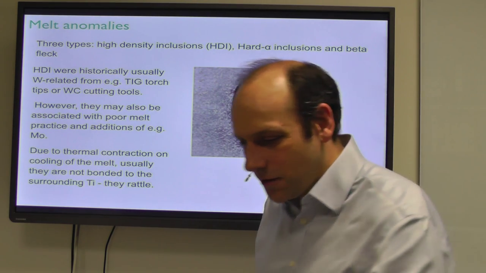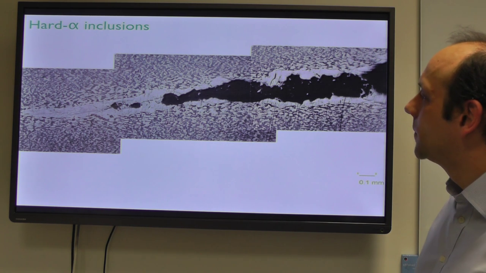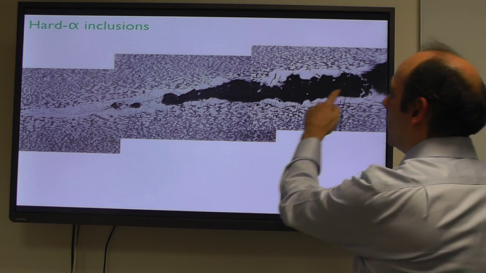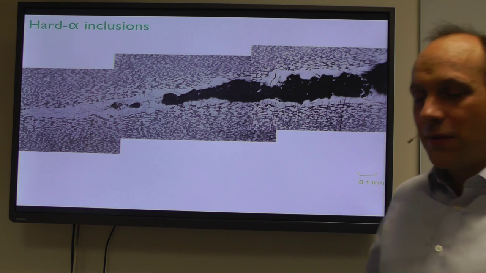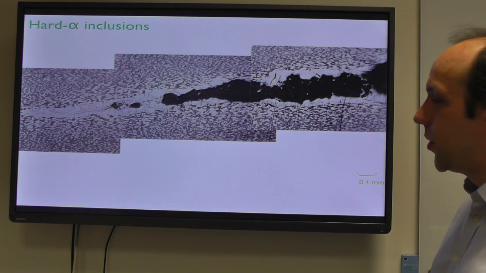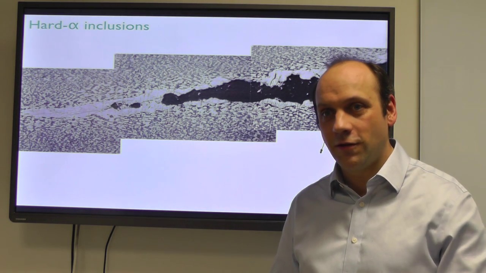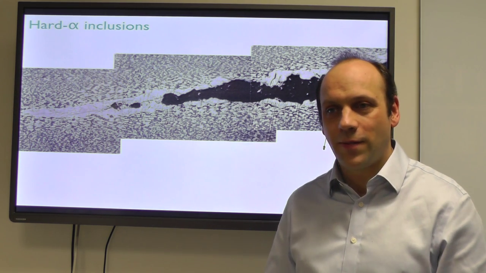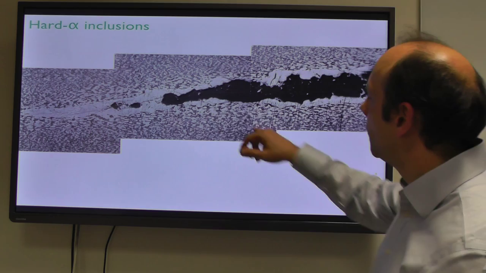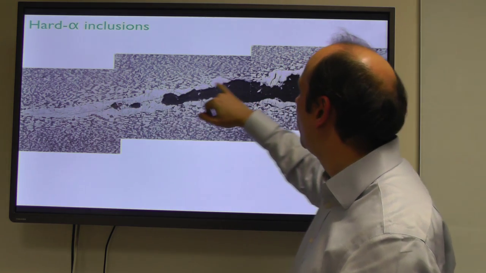And now we turn back to hard alpha. This is the best image I've ever seen of a hard alpha, from a colleague at Rolls-Royce. The hard alpha inclusion was here. This is a high oxygen or high nitrogen or both region of titanium that was introduced with vacuum leaks or exposed to oxygen during welding together the original compacted billet, or whatever the problem was. Some of the oxygen will diffuse in processing into the surrounding titanium, so you get an all alpha rim here.